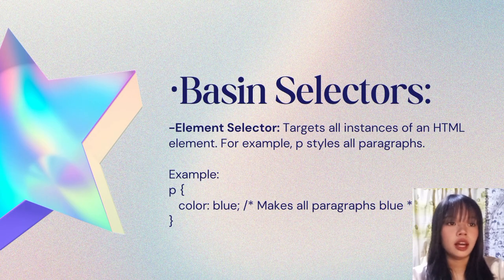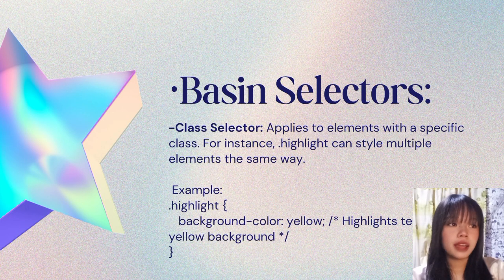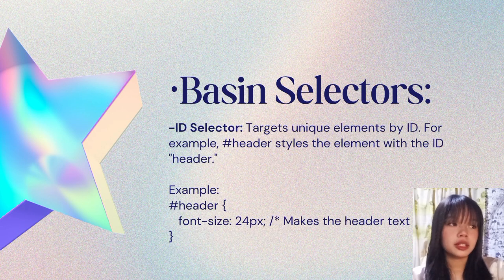First is the element selector, which targets all instances of an HTML element. For example, p styles all paragraphs, and the color is blue. Next is the class selector, which applies to elements with a specific class. For instance, .highlight can style multiple elements the same way. Next is the ID selector, which targets unique elements by ID. For example, #header styles the element with the ID header.